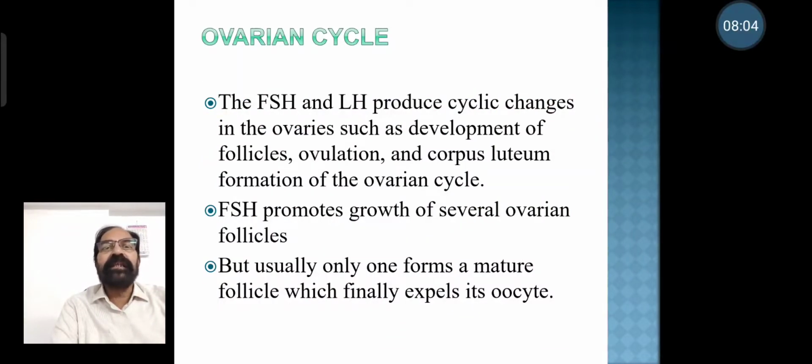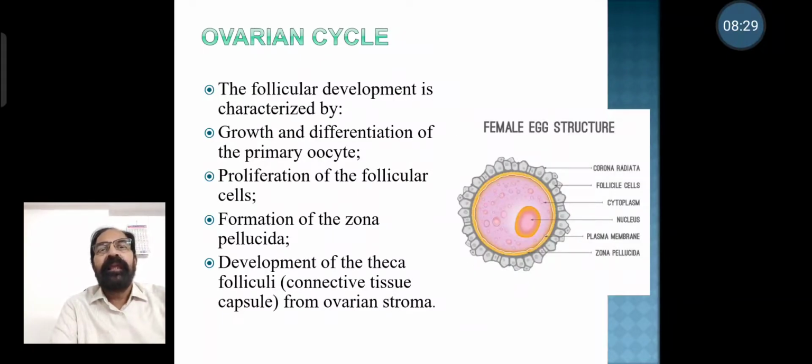The FSH and LH produce cyclic changes in the ovaries, such as development of follicles, ovulation, corpus luteum formation, and ovarian cycle. FSH promotes the growth of several ovarian follicles, but usually only one forms a mature follicle, which finally expels its oocyte. So in the picture you can see a follicle, which is a matured follicle.